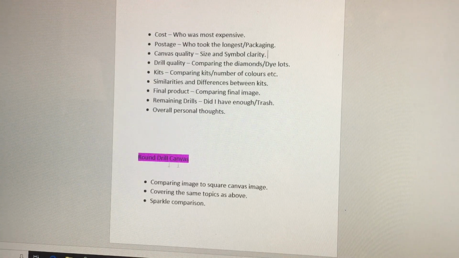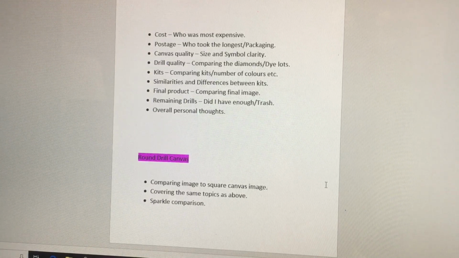Then I've just got down the bottom, the round drill canvas. I purely ordered that just to compare that image to a square canvas. I just chucked that in at the end to see, is there a difference? I know I like working on rounds and I do like working on squares. Sometimes I do rounds, sometimes I do squares. I have no preference. I like both.